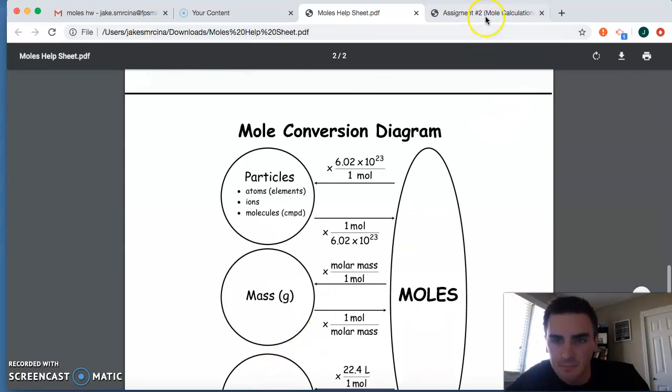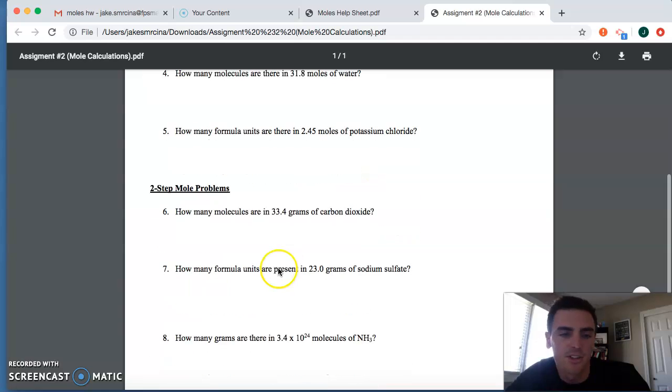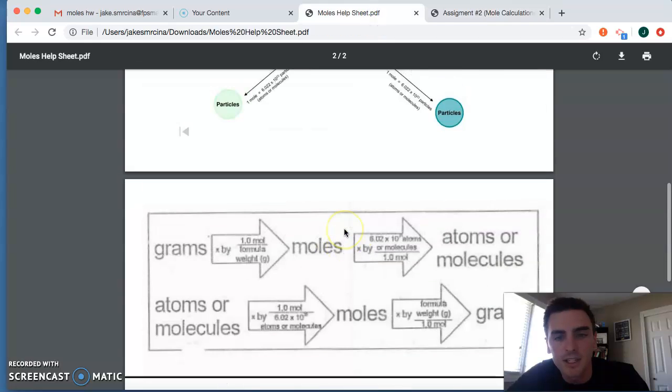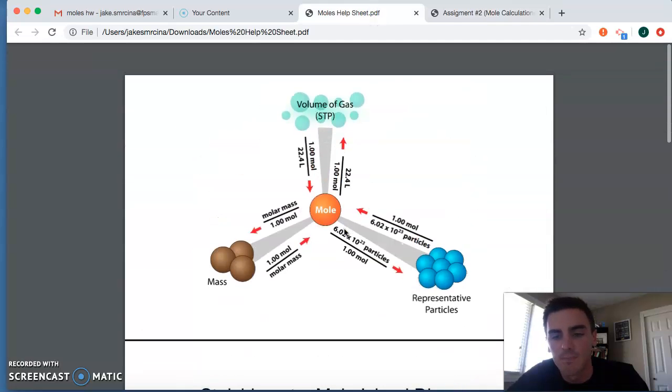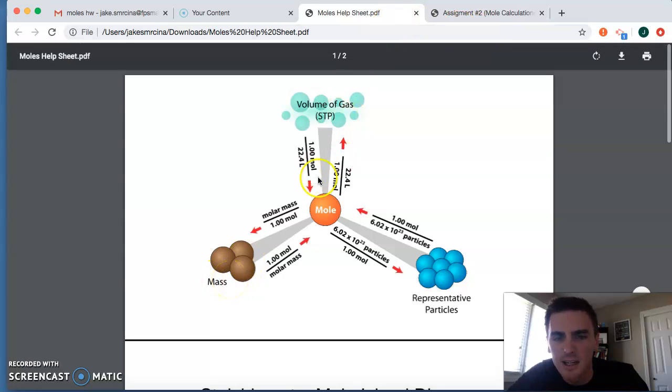If we look at one more example, let's just say I want to know how many molecules are in 33.4 grams of carbon dioxide. That means I'm starting in grams and I want to get to molecules. If we use our help sheet, whichever one, let's just use the top one, we're starting in grams, which is mass right here, and I want to get to molecules, which is particles. So in order to do that, first I have to go from grams of carbon dioxide to moles of carbon dioxide using this conversion factor.